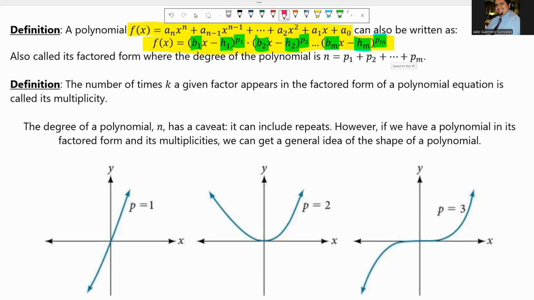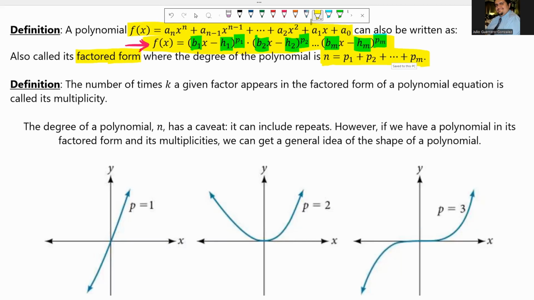This one down below is what's called the factored form. And that contains a lot of information. First of all, if you know the degree of the polynomial, the highest term in your polynomial, then all those powers that came within the factored form have to add up to it.